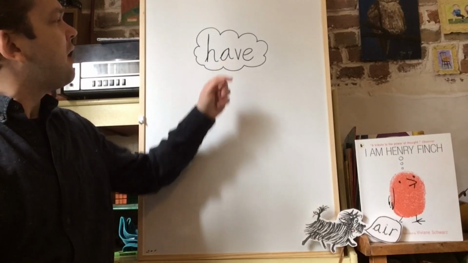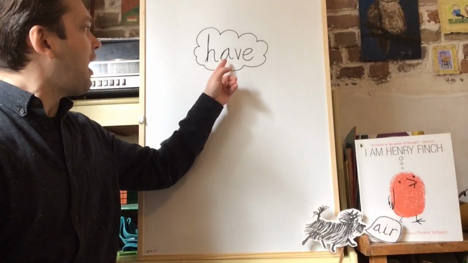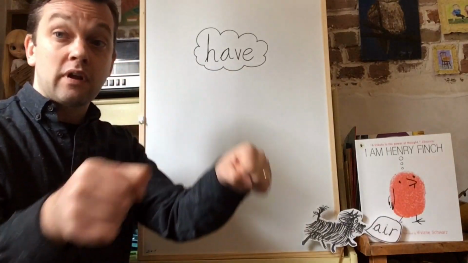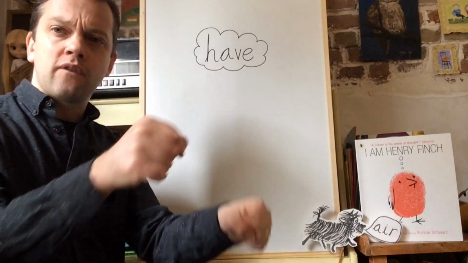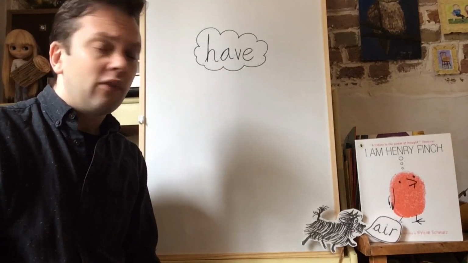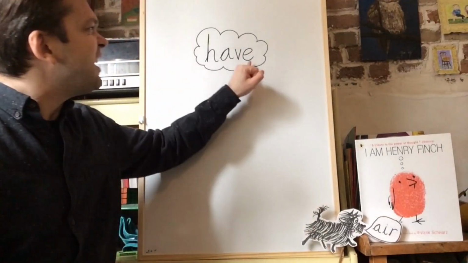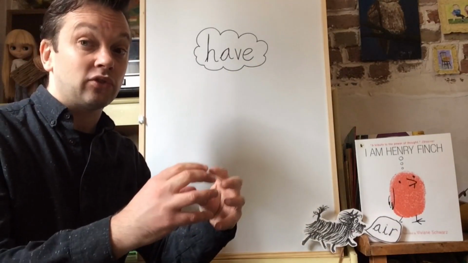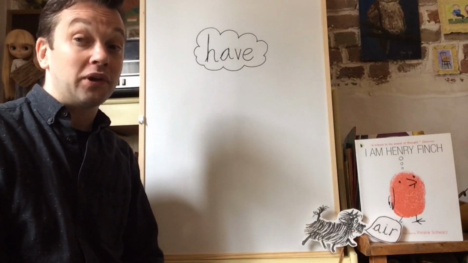And then, ah. Well, that's all right too. Like we're driving a van. Have. That would be fine. But for some reason, we've got this funny letter E on the end. Now, E normally makes the sound E. Have. That's not what it is.